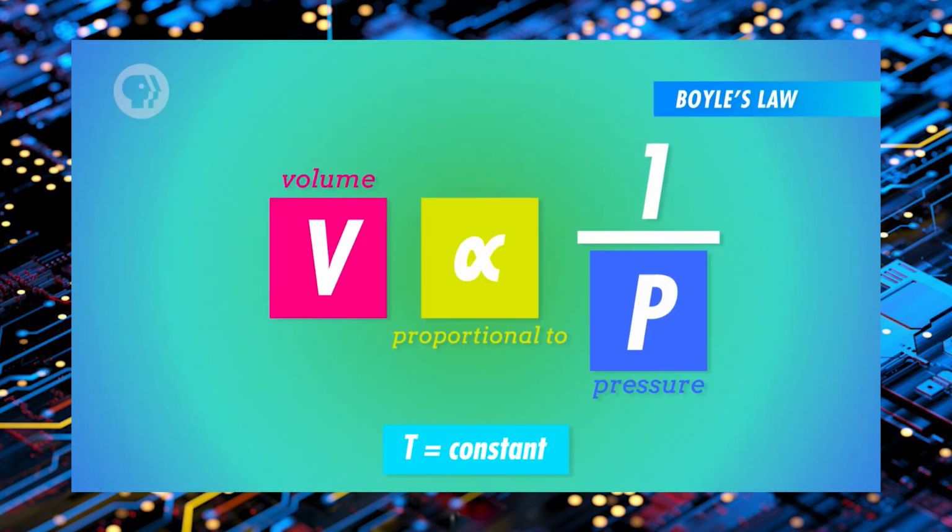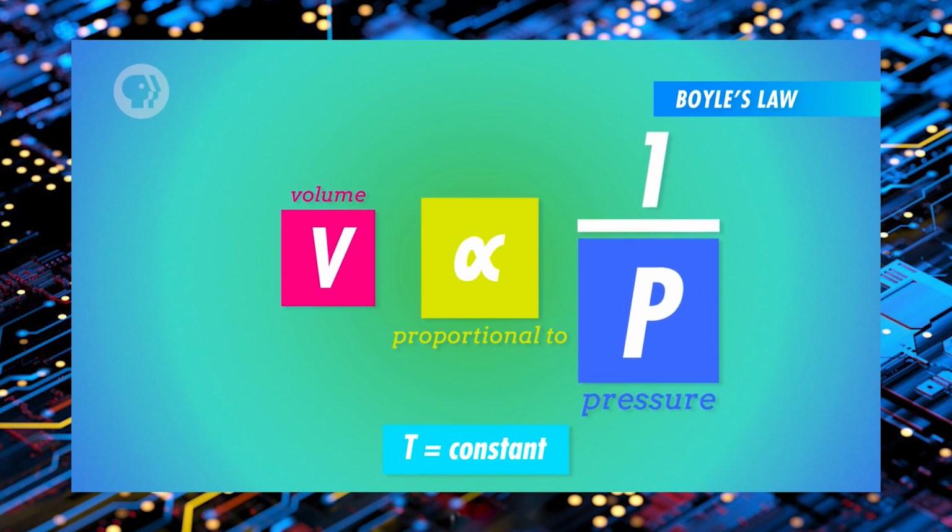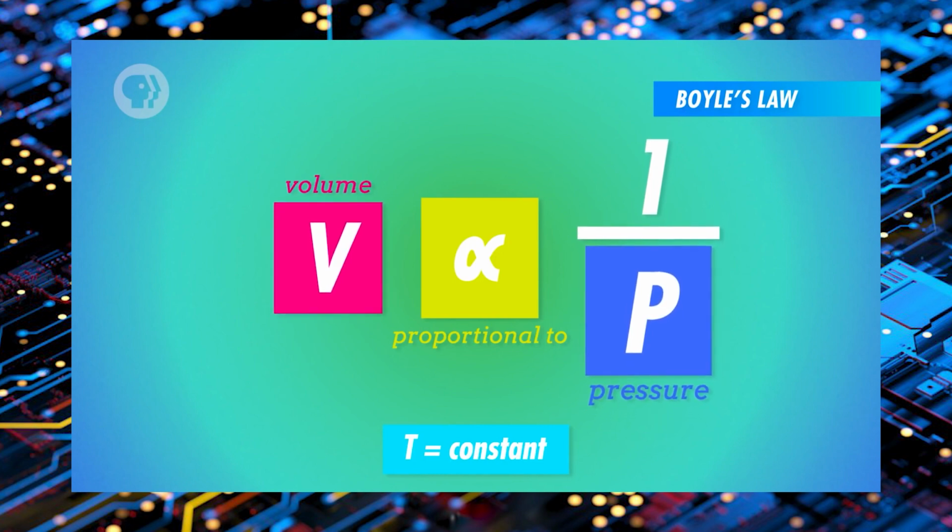The first is called Boyle's Law, and it says that as you increase the pressure of a gas while holding the temperature constant, the volume of the gas will go down, and vice versa. When you increase the pressure, you're squeezing the molecules together so they occupy less space.